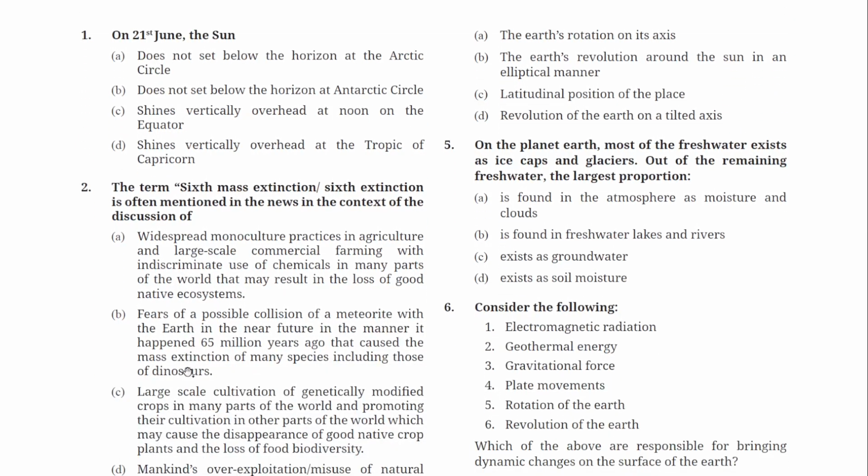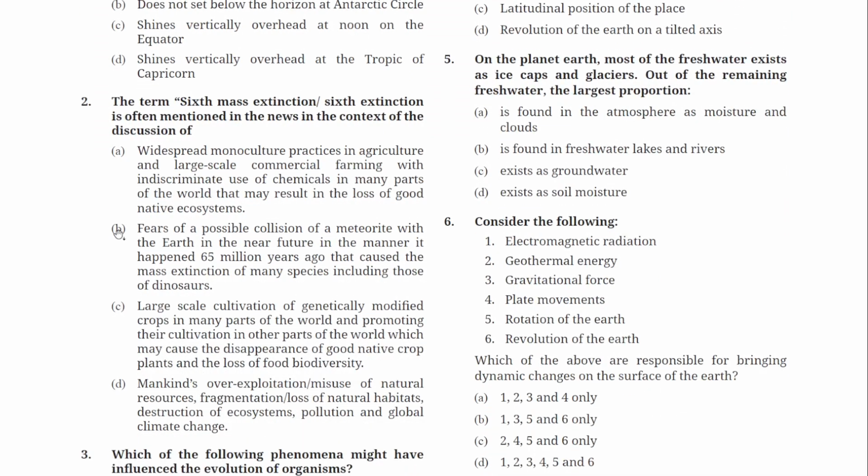Second question from geomorphology. The term sixth mass extinction or sixth extinction is often mentioned in the news in the context of the discussion of. So, sixth mass extinction is actually used to show the extinction of life on Earth. So what is sixth mass extinction? We will see. The correct answer could be mankind's overexploitation or misuse of natural resources, fragmentation, loss of natural habitats, destruction of ecosystems, pollution, and global climate change. So that is the correct answer.